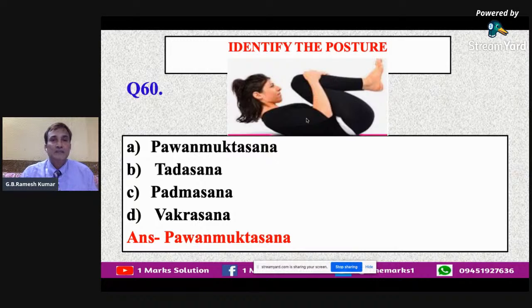The last one: Pavanmuktasana, Tadasana, Padmasana, and Vakrasana. The answer is Pavanmuktasana. As I told you, Pavanmuktasana is very important for beginners, especially when you are starting asanas. We have a Pavanmukta series of asanas, the wind relieving poses. Okay. With this, I will wind up the class.